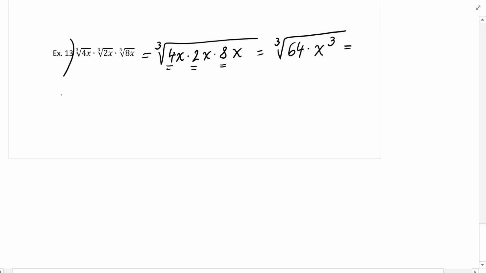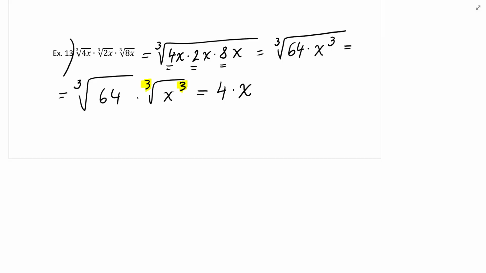So if I separate this into two radicals, cube root of 64 times cube root of x to the third, we actually get cube root of 64, it's 4, because 4 times 4 times 4, it's 64. And cube root of x to the third is just x, because when the index and the exponent are the same, we get x to the first.